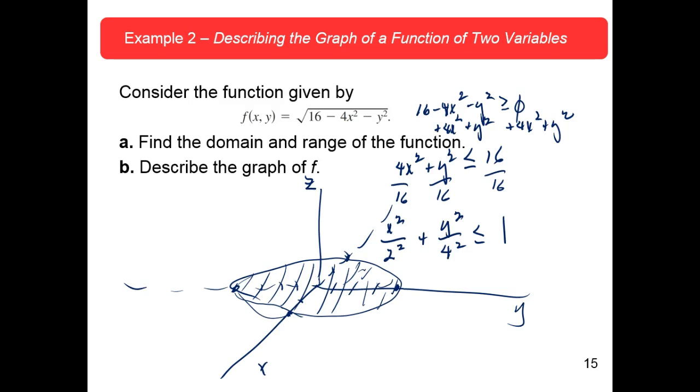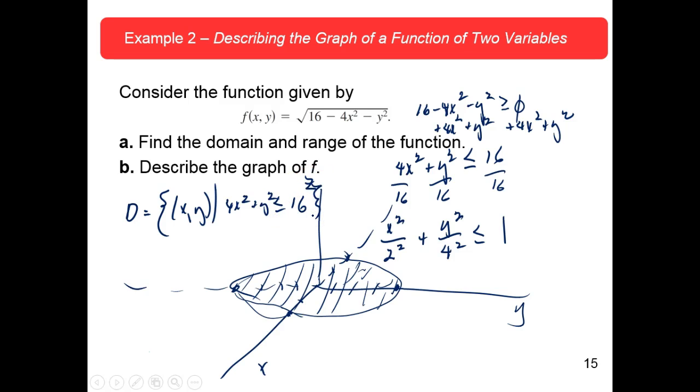That's all, they're not asking anything else. Just what is the domain? There's your domain. The domain of this function is the set of all x, y pairs such that, and you could write this down, about the only way you can do it is what we just had: 4x squared plus y squared is less than or equal to 16.